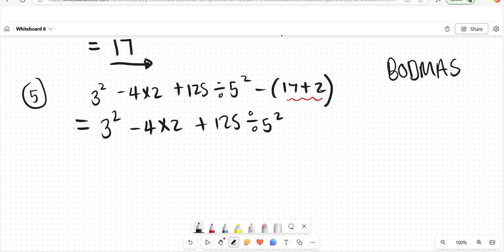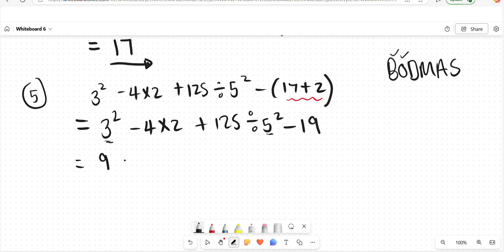And so 17 plus 2 is 19. And then we get that. Right? Then we've done our brackets. Then we need to do our orders. So whenever I see an exponent, I need to evaluate that next. So I'm going to do this 3 squared and I'm going to do this 5 squared.